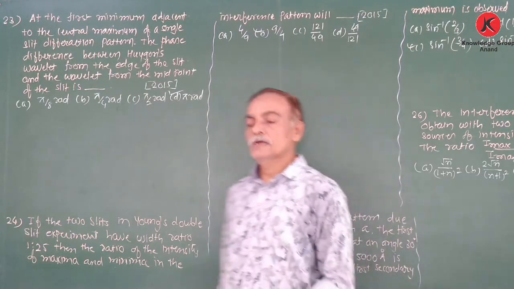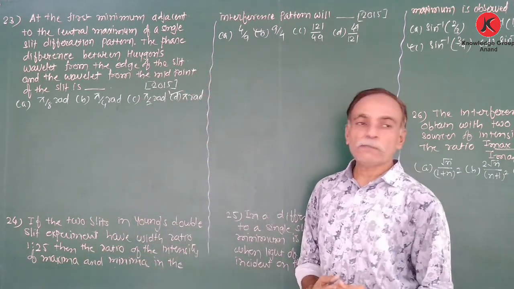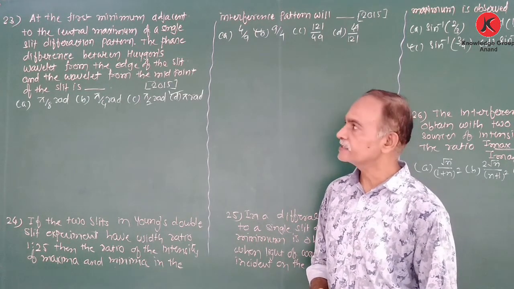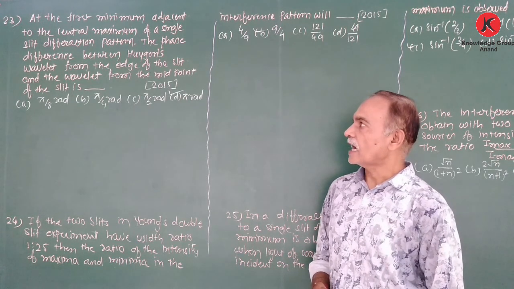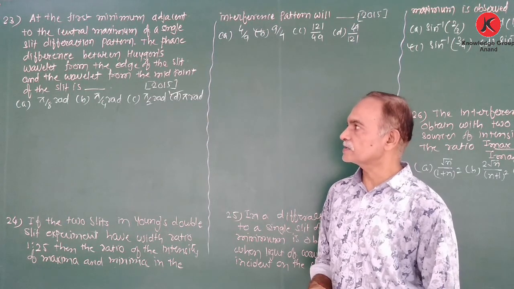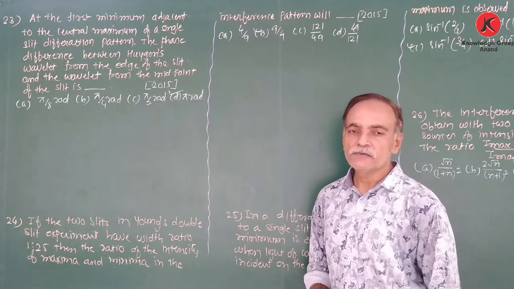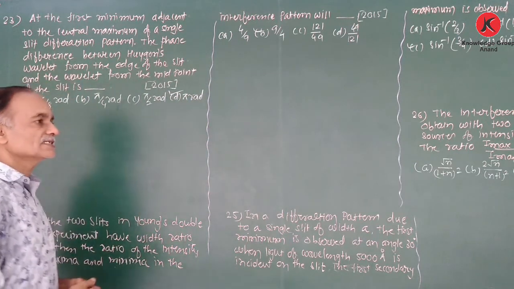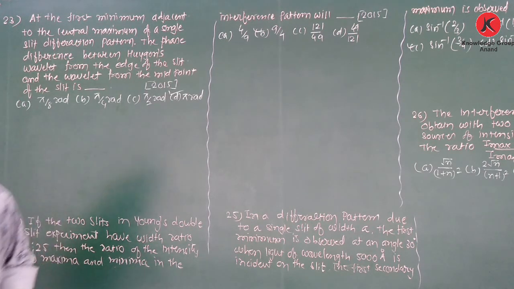Now comes the next numerical asked in 2015 in NEET exam. At the first minimum adjacent to the central maximum of a single slit diffraction pattern, the phase difference between the Huygens wavelet from the edge of the slit and the wavelet from the midpoint of the slit is? We have to find out the phase difference between the two waves, one at the edge and second at the center. For that purpose, we use the diagram.